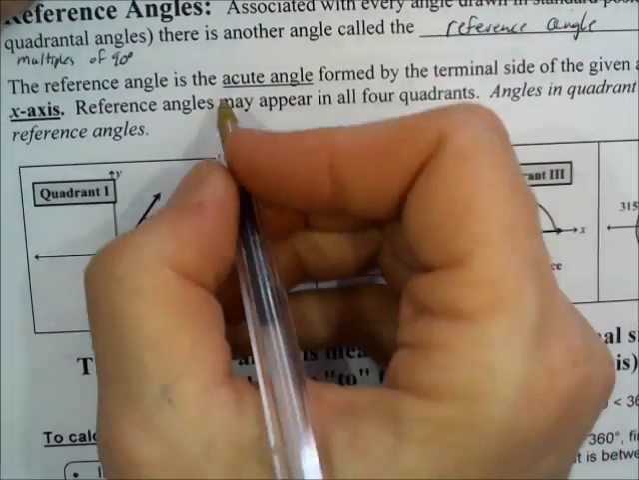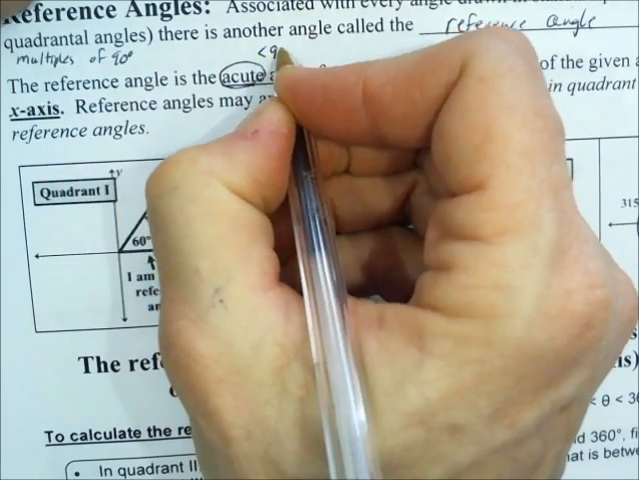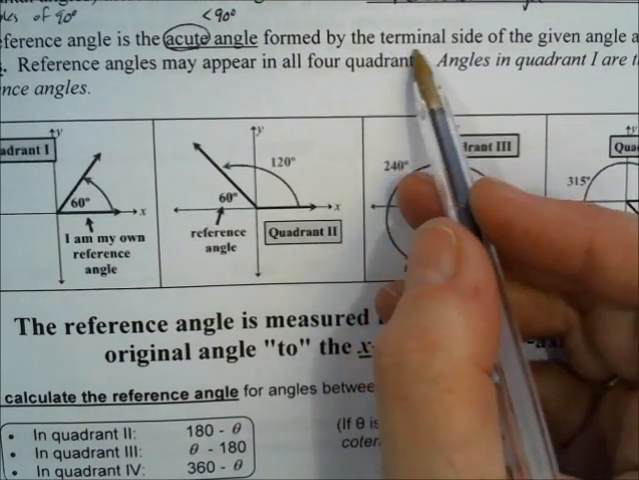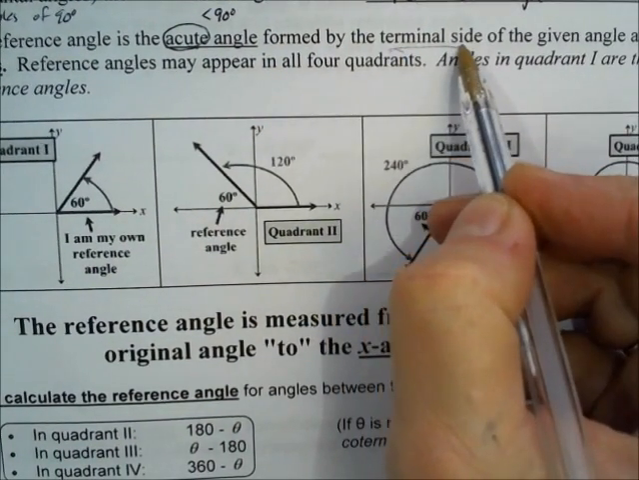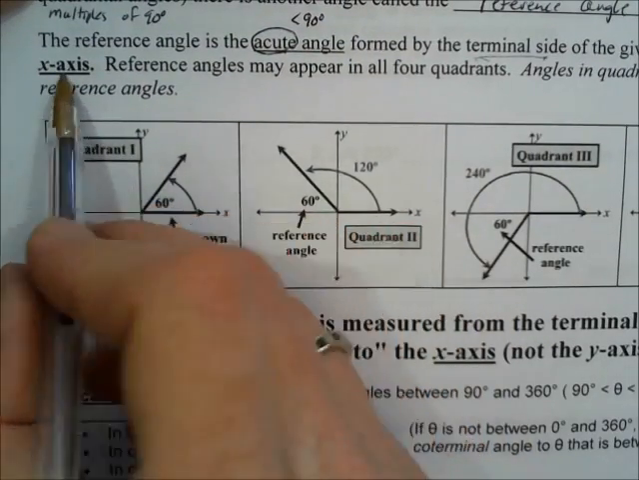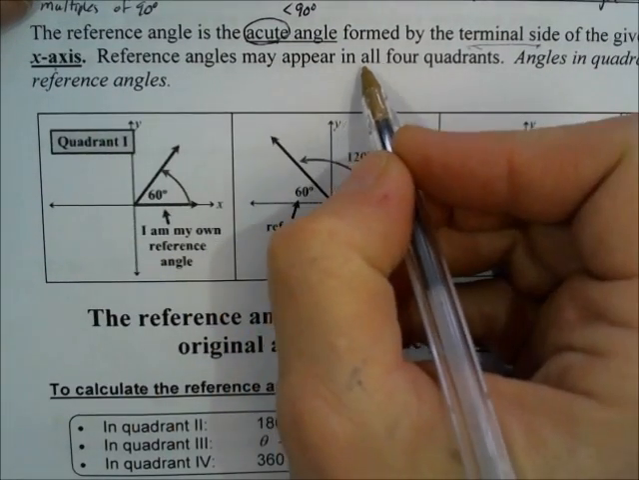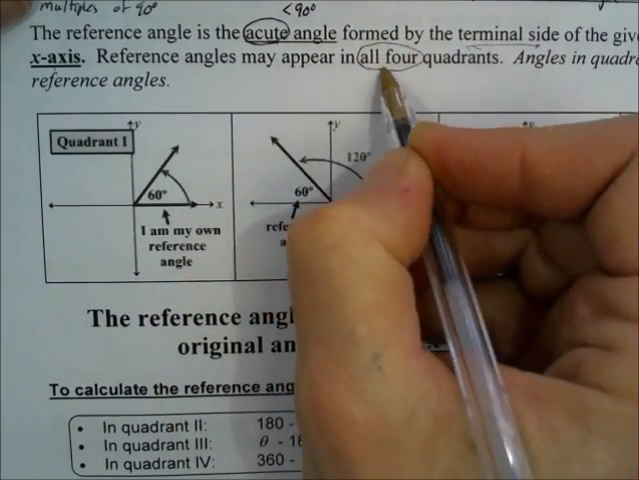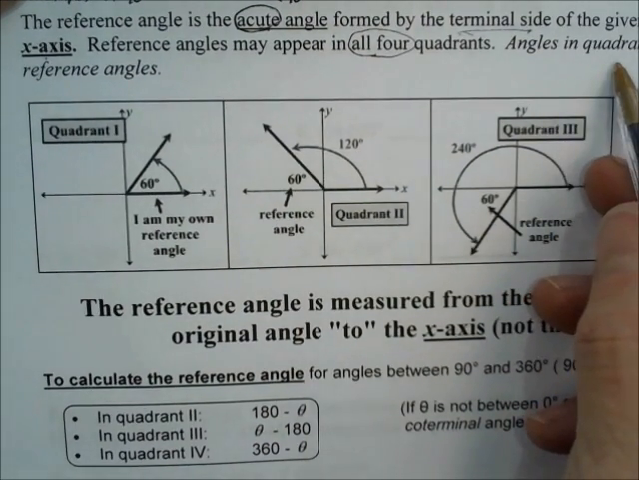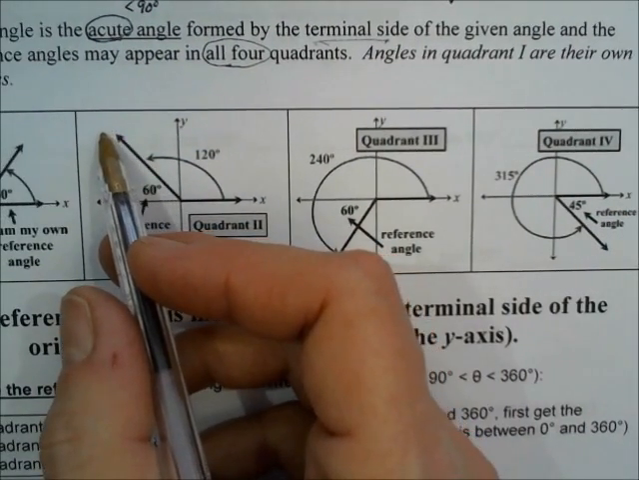The reference angle is an acute angle. Remember, acute angles are less than 90 degrees. It's an acute angle formed by the terminal side, that's the ending side of a given angle, and the x-axis, and I'm giving you diagrams below. Reference angles appear in all 4 quadrants, depending on the given angle. And if you have a quadrant 1 angle given to you, then it's its own reference angle.